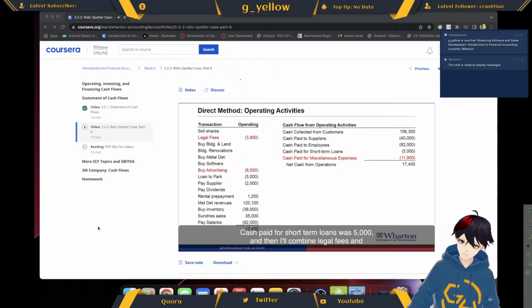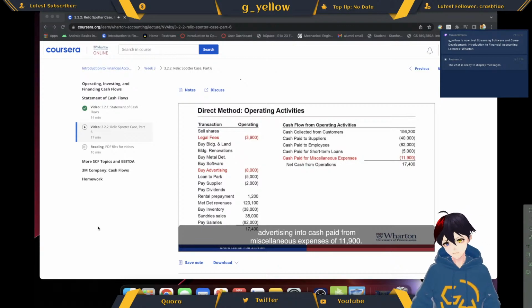And then I'll combine legal fees and advertising into cash paid for miscellaneous expenses of $11,900. Again, whether you list those separately or combine them depends on what your financial statement users want to see in terms of the level of detail. We add all this up and we get net cash from operations of $17,400, which is what we had in the operating bucket to begin with.